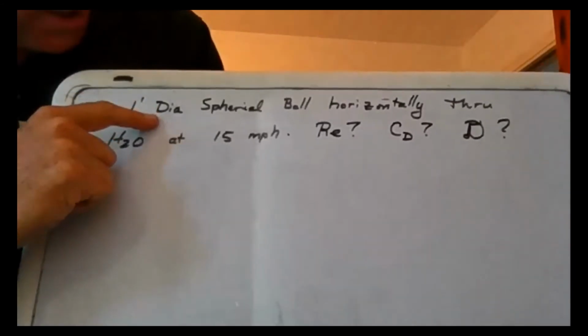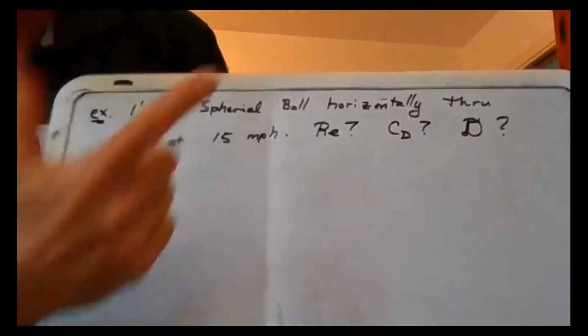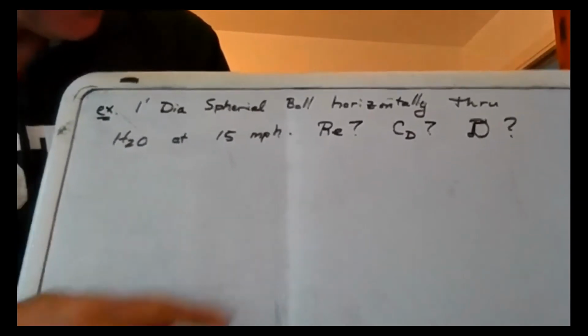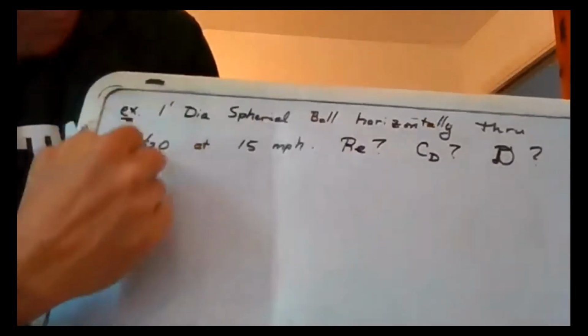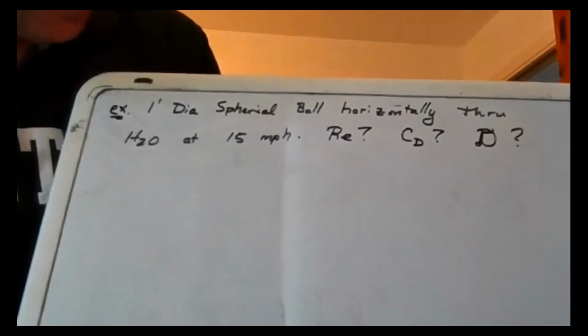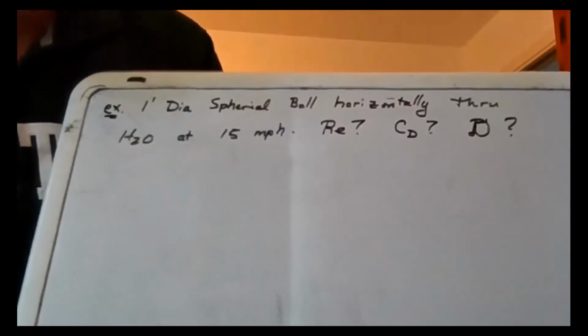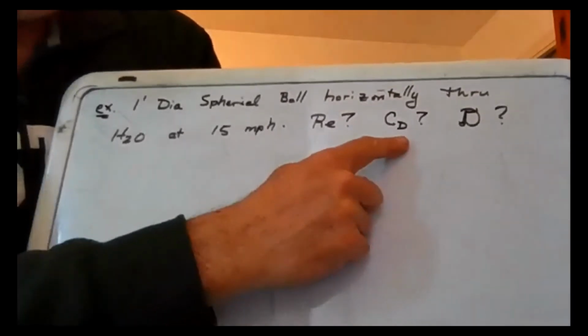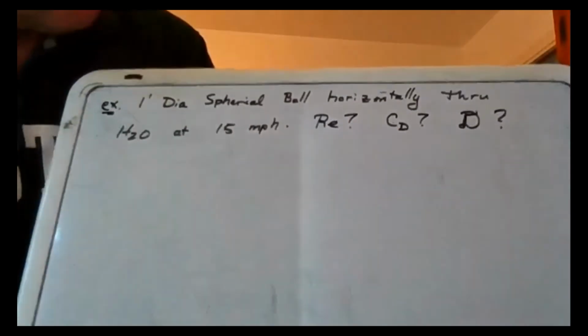We've got a 1-foot diameter spherical ball. I forgot the word smooth. We're going to make it smooth, all right? And it is moving horizontally through water, so it's moving through some water at 15 miles per hour, which, by the way, is 22 feet per second. Hey, what's the Reynolds number? What's the coefficient of drag? And what is the drag force?